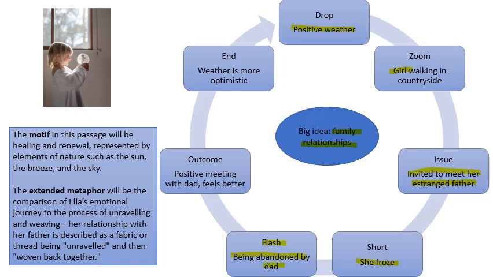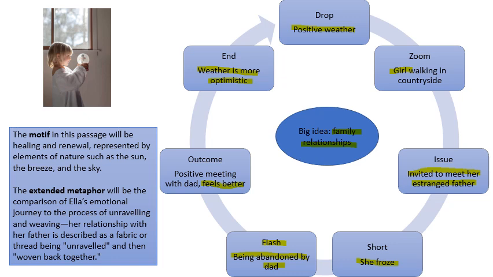The outcome is going to be that she meets with her father and she feels better. And then the end, because of that successful meeting with her father, the weather is even more optimistic. Okay, by returning to the weather, you can see it's the same as what was established in the drop. So we started with the weather, we finished with the weather, creating that cyclical structure.